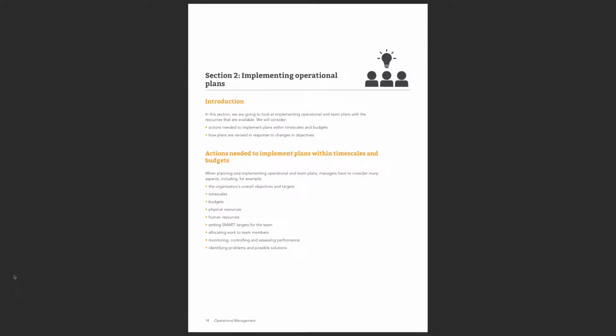Today we're going to look at Section 2, Implementing Operational Plans. Following on from the previous video, we looked at SWOT and PESTLE analysis. If you remember, the main aim was how we measure and try to ensure that our project will be successful. So let's have a look at the different actions that you should consider when implementing an operational plan. It's not just the objective, the budget and timescale. There are many aspects which I'm going to analyze in more depth.